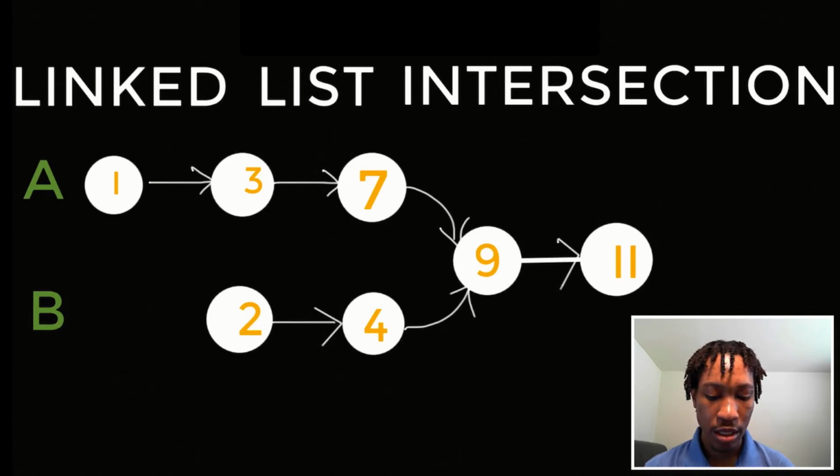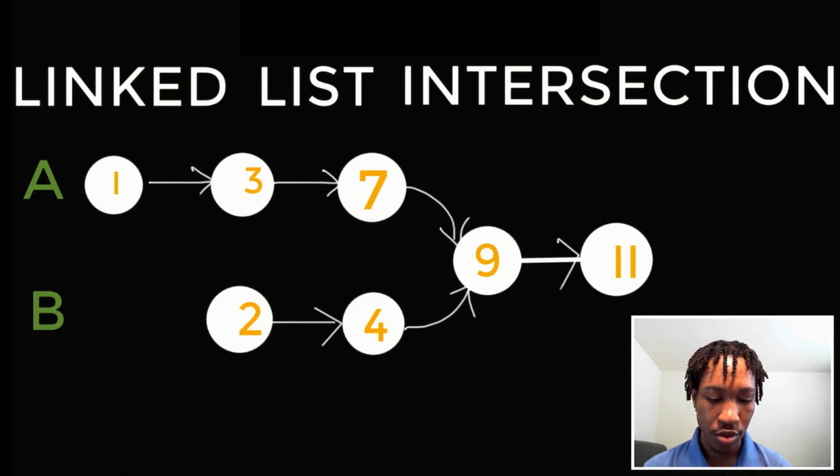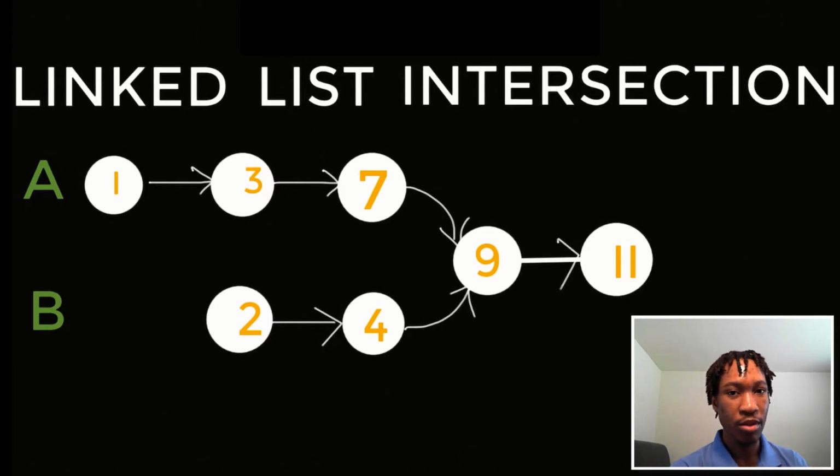If we look at linked list A, it has a length of 1, 2, 3, 4, 5 nodes, and linked list B has a length of 1, 2, 3, 4 nodes. So linked list A has one node more than linked list B. What we have to do is determine the difference of the two lengths, and when we find that difference, we can move the pointer in the longer linked list, the one with more nodes, ahead by that difference, and then traverse both lists in tandem until we get to the node that intersects.